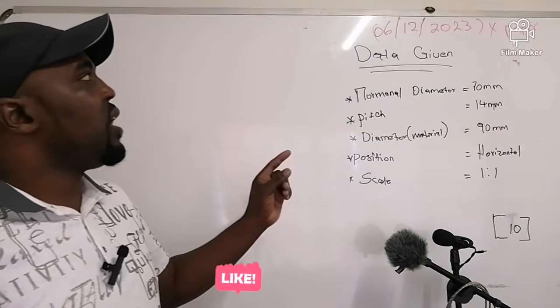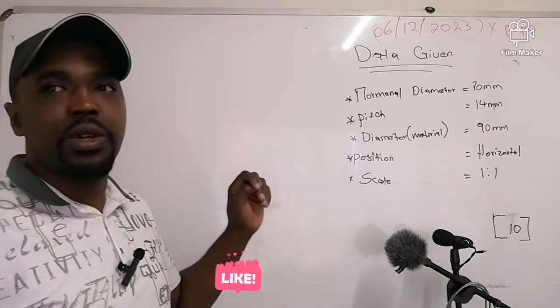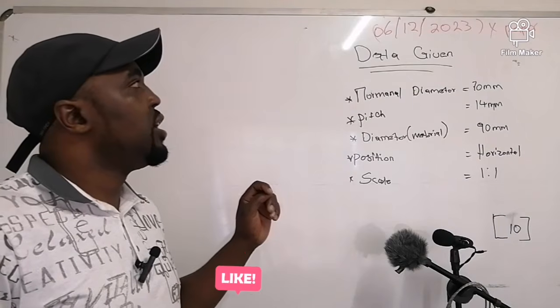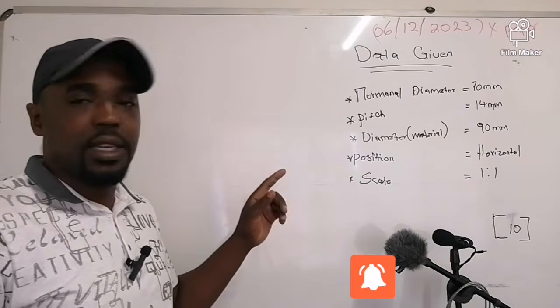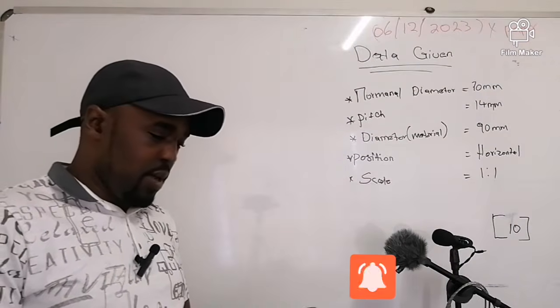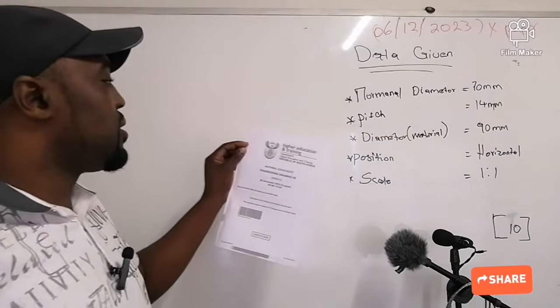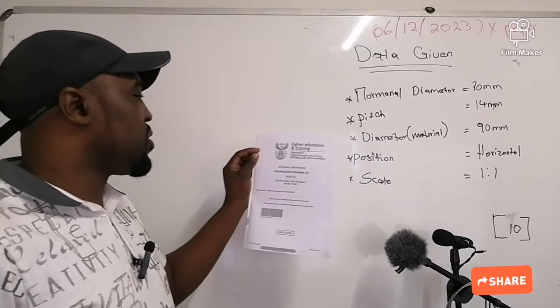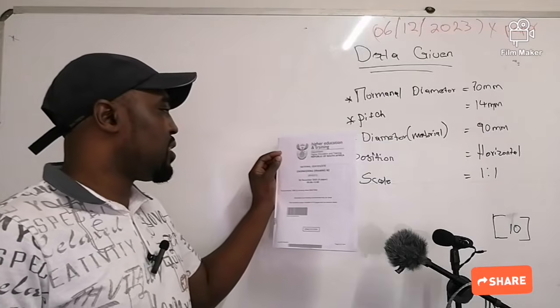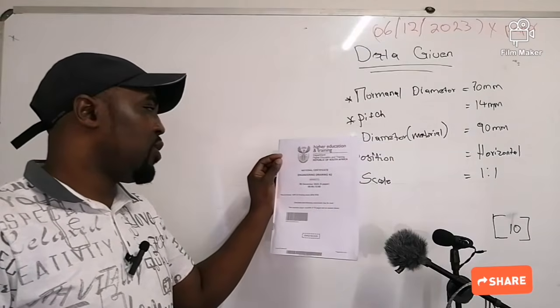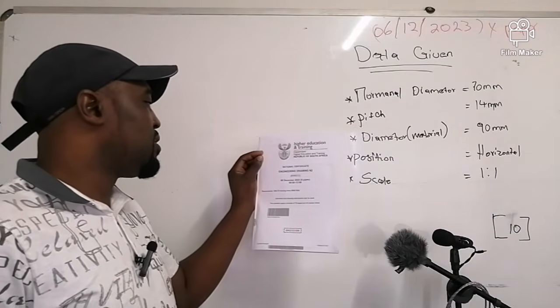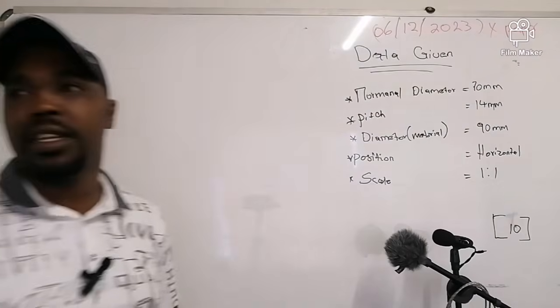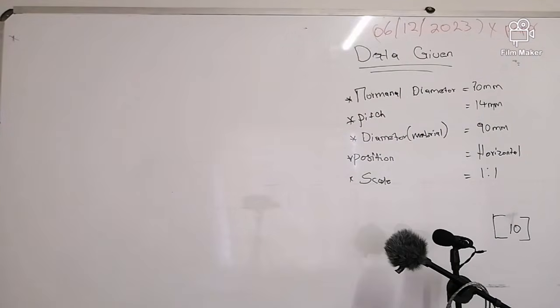So I want us to look at question two of Engineering Drawing 2, which is screw thread. I'm taking this from the examination that we had last trimester, written on 6th December 2023. So let's see how we go about it.